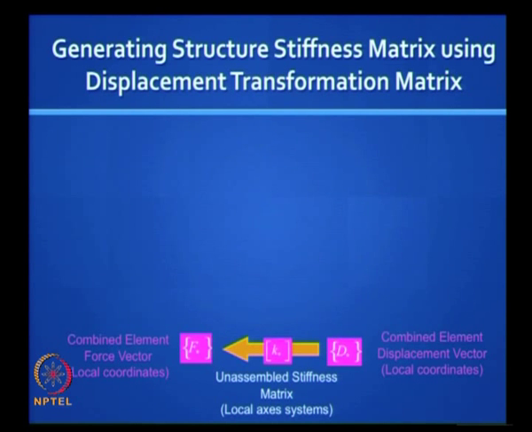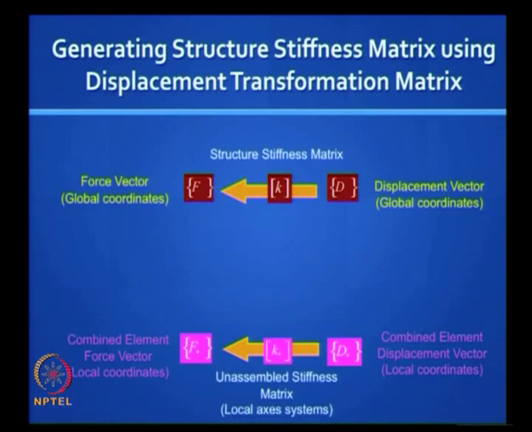So let me put it in a different way. If I want to generate the structure stiffness matrix using this approach, the displacement transformation matrix, first I create this relationship at the element level, putting all of them together, so it's unassembled. Is it clear? Exactly what I've shown on the board. Then in the real structure I know this is what I want.